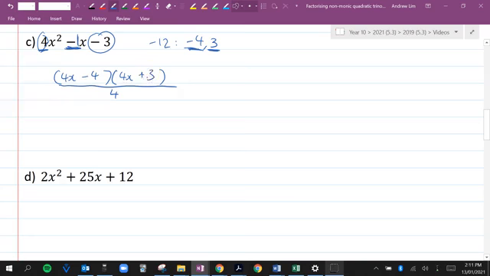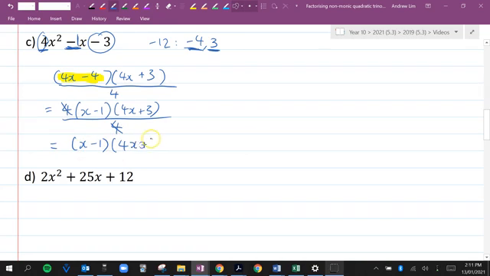Then I'm going to see if I can factorize any of them. Yep, I can factorize the first one. So that gives me 4 outside of x minus 1, times 4x plus 3, all over 4. These 4s cancel each other out, and so my final answer is x minus 1 times 4x plus 3.